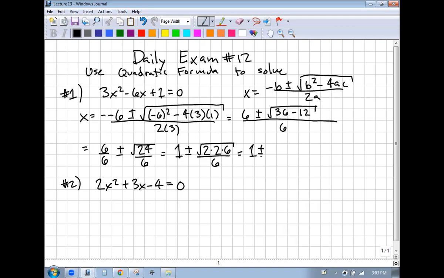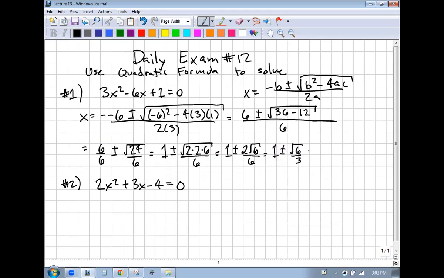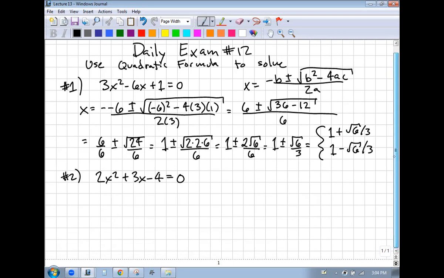So we have 1 plus or minus. These two can come out as a single 2. And we can't really do anything with the root 6 here, but we could simplify this to give us a root 6 over 3. So our two solutions are 1 plus root 6 over 3 and 1 minus root 6 over 3. There are two answers.